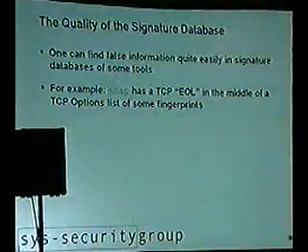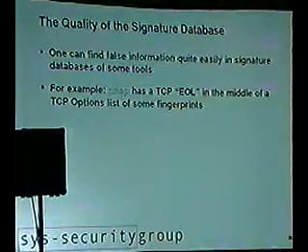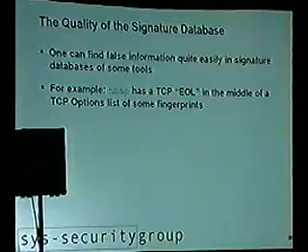There is an example with Nmap with the TCP options. End of line basically should be at the end of the TCP option list. There are several signatures there with the end of line in the middle of the option list for TCP.